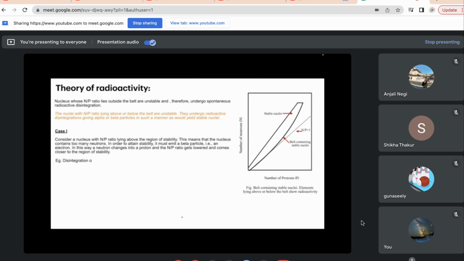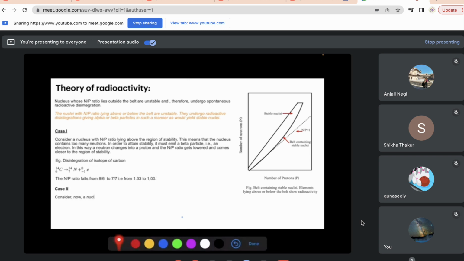For example, this is the disintegration of an isotope of carbon. This is just an example of case 1, where carbon-14 (14C6) disintegrates and shows beta emission, and it gets converted into nitrogen with mass number 14, so 14 and 7. The N/P ratio falls from 8/6 to 7/7, and it gets closer to the stability belt, where the ratio goes from 1.33 to 1.